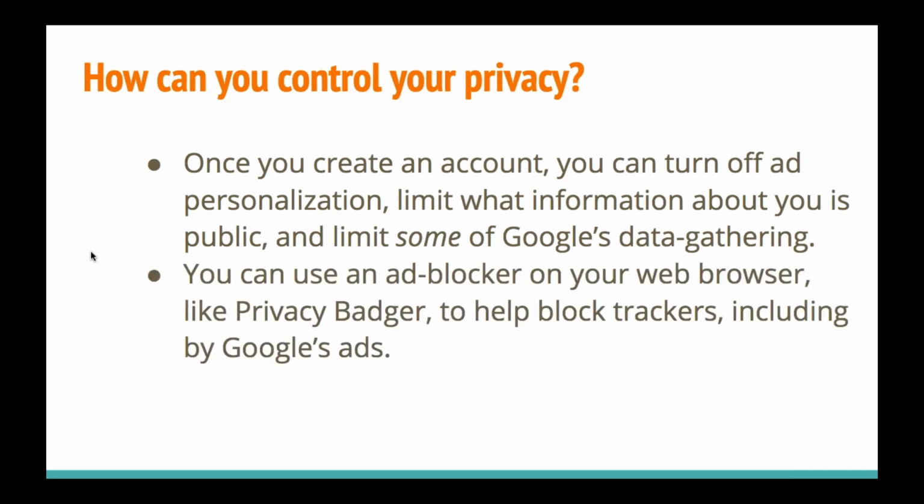Another thing you can do, which we're not going to cover in this presentation, but maybe something to think about generally, is you can use an ad blocker on your web browser. There's a good one from the Electronic Frontier Foundation called Privacy Badger, and that will help block trackers, including trackers by Google's ads. So that's another option if you're concerned about privacy. And we'll dig into more about how to actually adjust those settings a little bit later in the presentation.